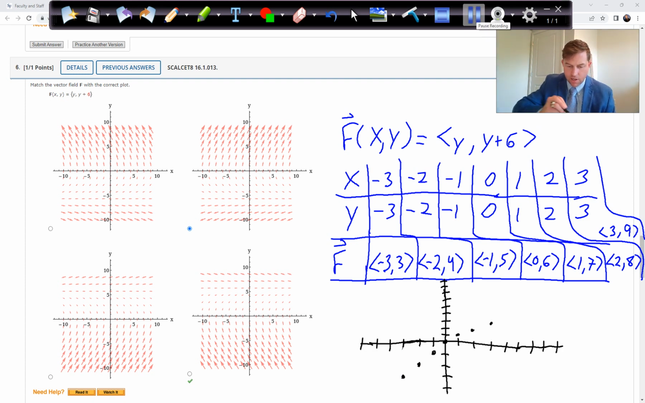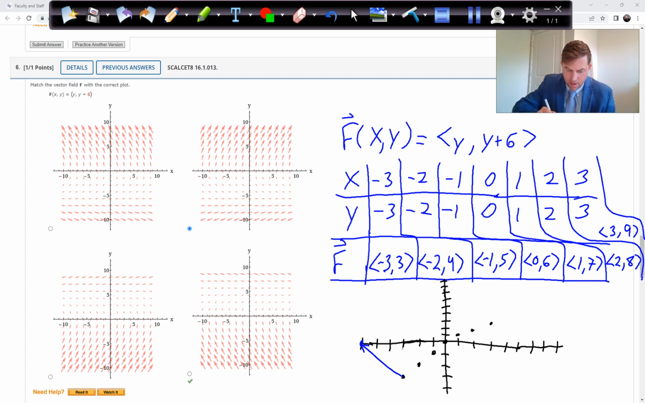Okay, I'm going to actually try to draw these to scale. So let's start at (-3, 3). Our vector is <-3, 3>. So from this dot, we go 3 to the left, 1, 2, 3, and 3 up, 1, 2, 3. So that thing's going to point from here to here.